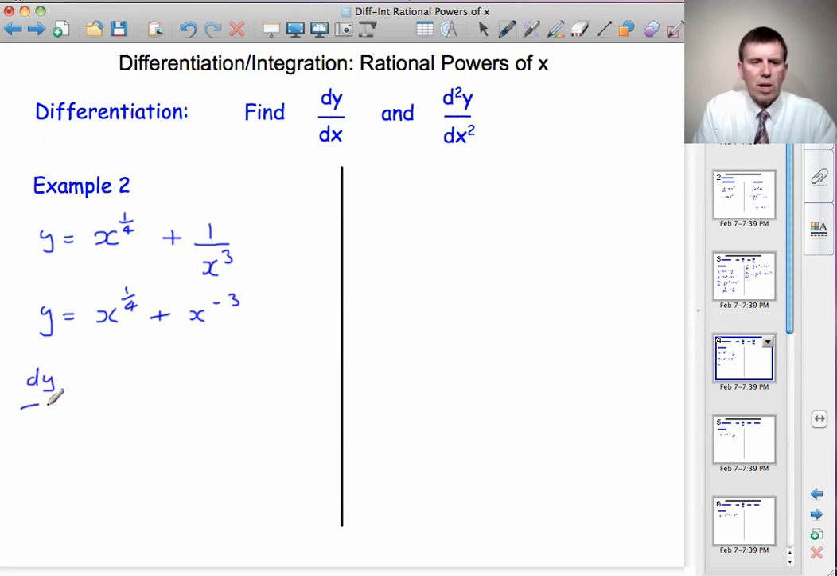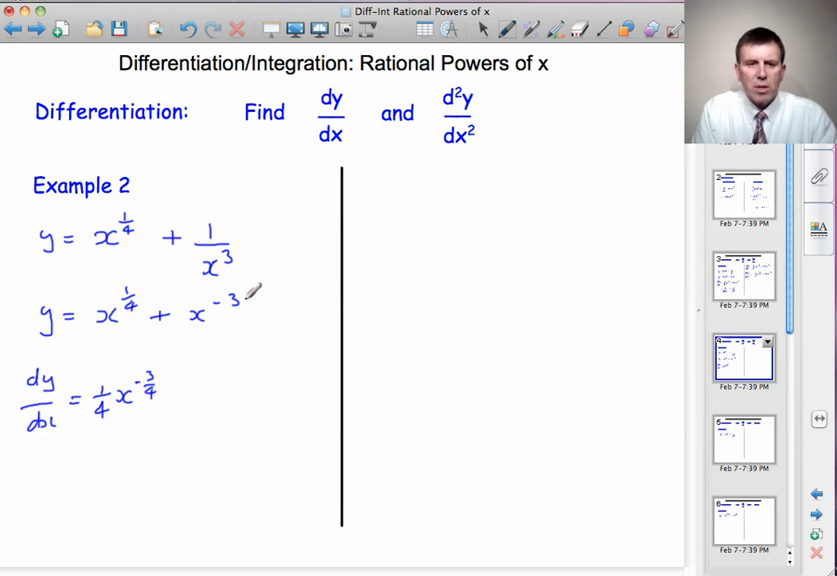Differentiate, dy by dx is equal to, the quarter comes to the front, so we get 1 quarter x to the power, now 1 less than a quarter is minus 3 quarters. Take off a quarter, we're at 0, still have to take off another 3 quarters, so it's x to the power minus 3 quarters.